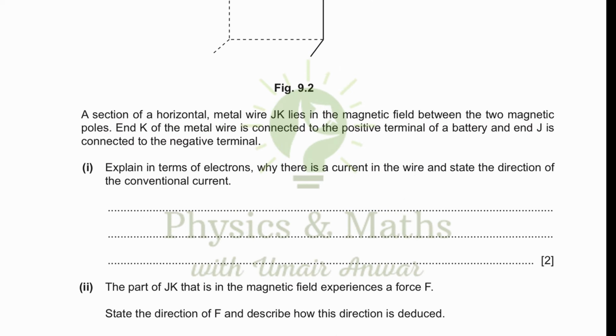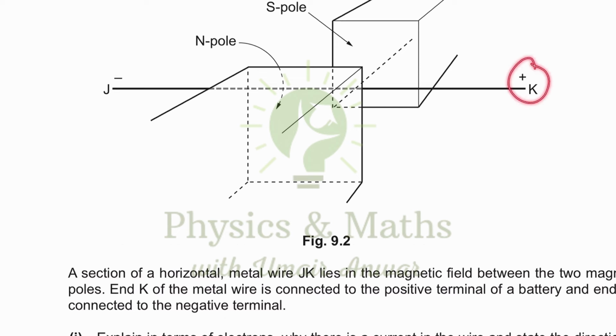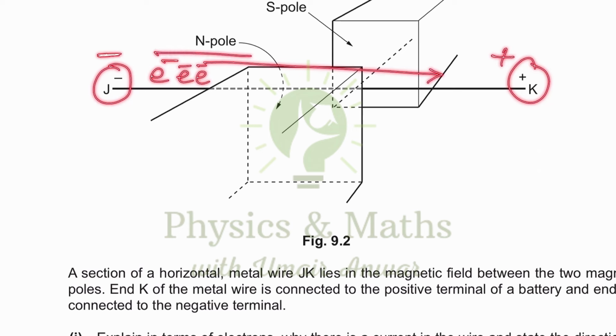Explain in terms of electrons why there is a current in the wire and state the direction of the conventional current. So the current flowing is to be explained in terms of electrons. And secondly, the direction of the conventional current is to be mentioned here. Since this end is connected to the positive terminal and this end is connected to the negative terminal, the free electrons present in the wire would be attracted towards the positive end and would be repelled from the negative end. So they would start flowing in this direction in the wire.